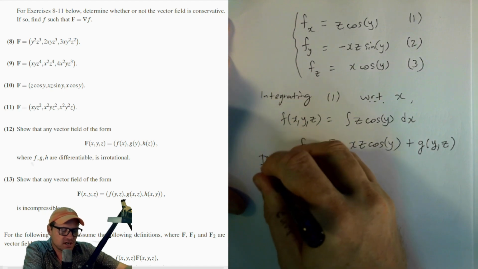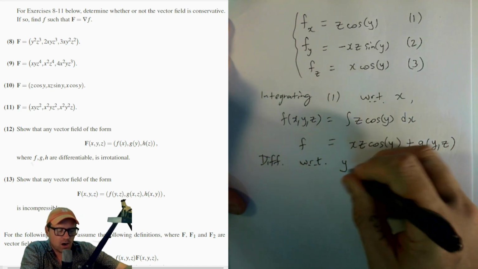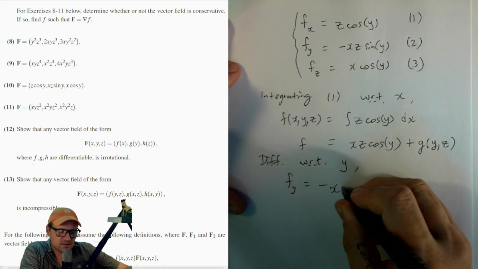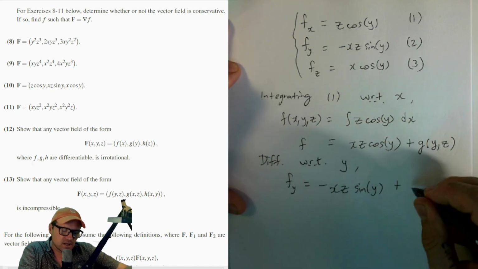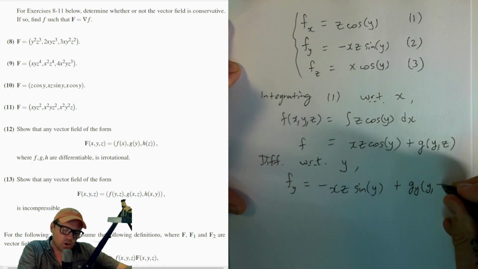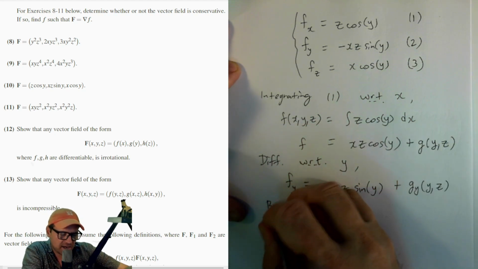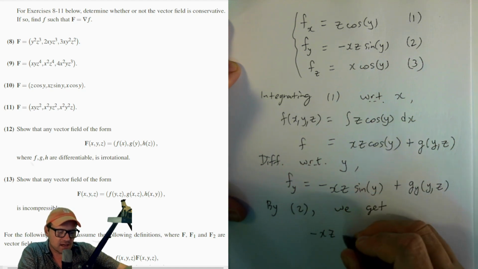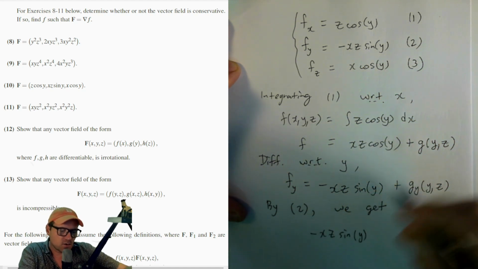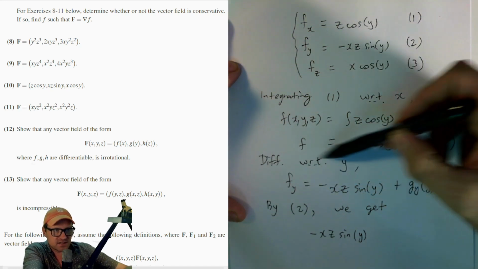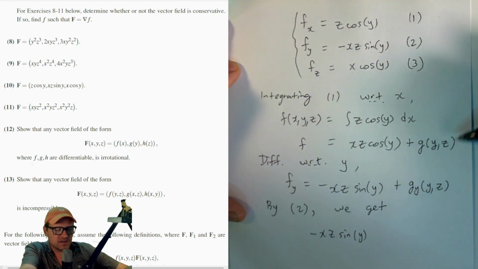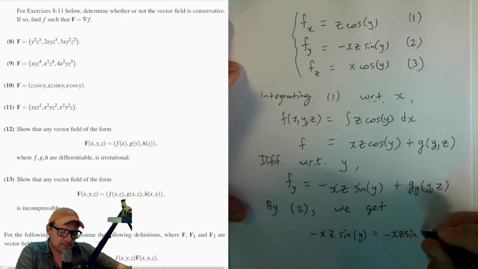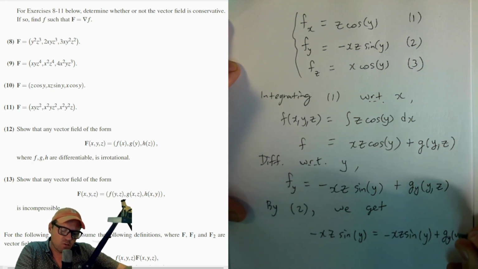So we'll say differentiating with respect to y, we have f subscript y equals minus x z sine of y plus g subscript y of y and z. Okay, now by equation 2, we get minus x z sine of y. So in equation 2, this is our f_y, but this is our f_y as well that we got from differentiating this line. So this is equal to minus x z sine y plus g subscript y of y and z.